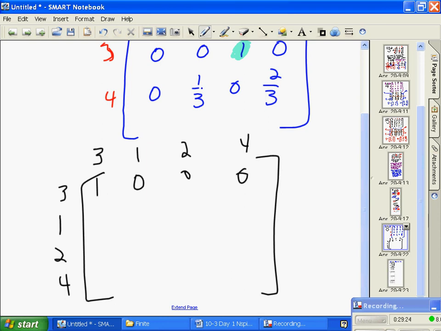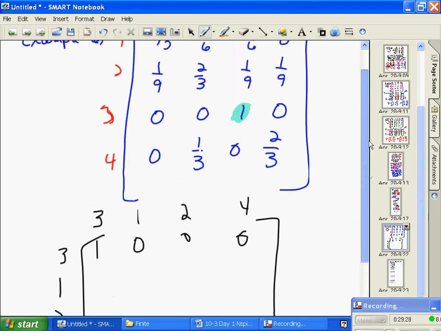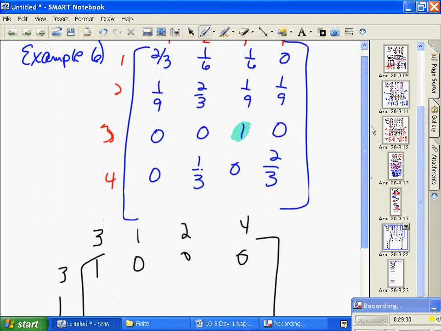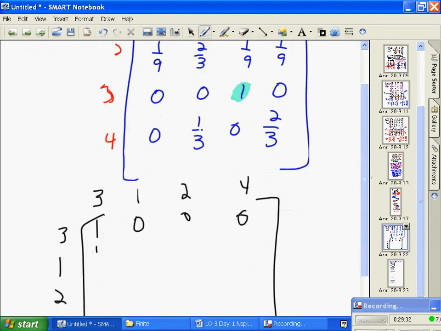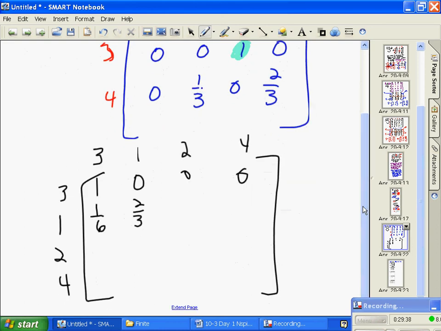Then I go back to row 1, and I have to pick 1 to 3 is 1/6. 1 to 1 is 2/3. I can't look at that. I'll have to look at my notes. 1 to 2 is 1/6. And 1 to 4 is 0. So I'm just looking at the blue matrix up there and figuring out, rearranging these rows.